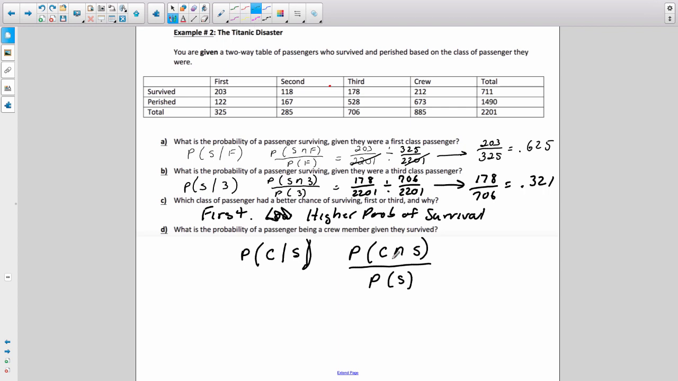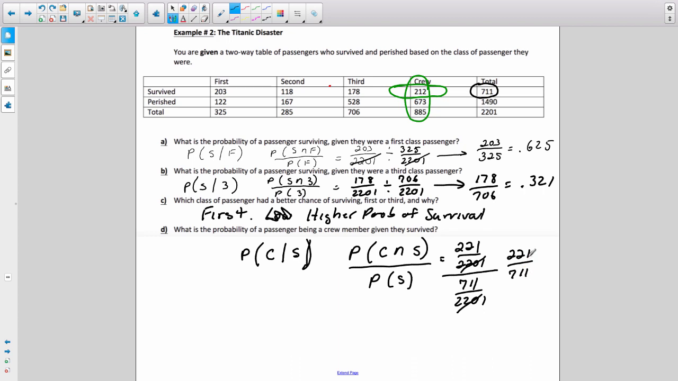Okay, crew intersect survival. So crew, survival, top line, right? 212. 212 out of 2201. Divided by probability of survival. Well, everyone who survived, right? That's 711 out of 2201. Multiply by the reciprocal, the 2201s will cancel. And you get 212 out of 711.